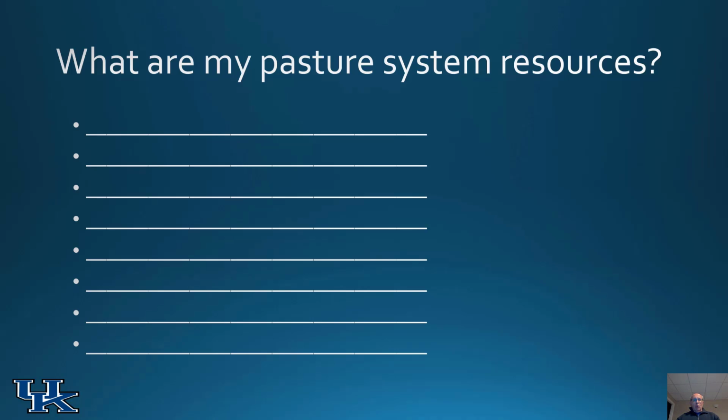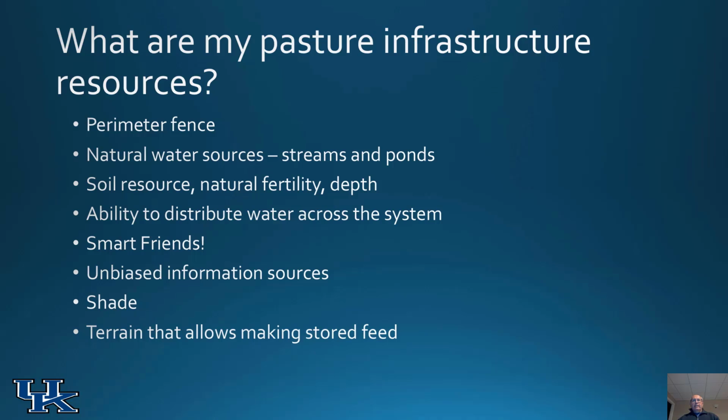Once you know your goals, we do need to take an inventory of what you have for system resources on the farm. So I have inserted infrastructure here for system because a lot of these things are infrastructure. But here's a list that a previous class came up with. We need a good perimeter fence. We'd like to have natural water sources that we can develop, streams and ponds.